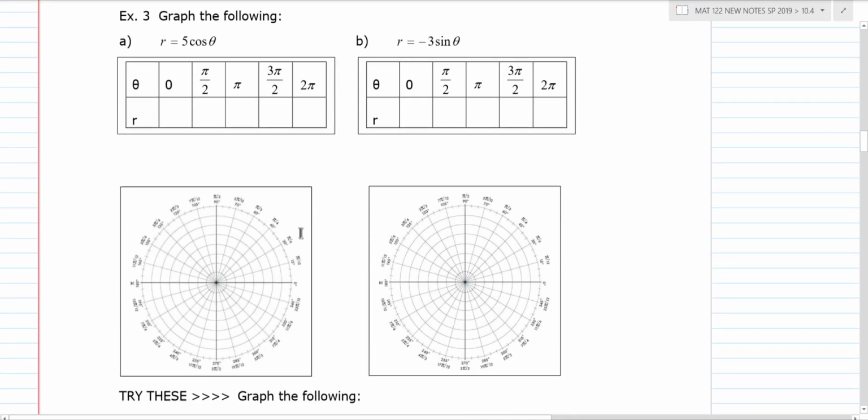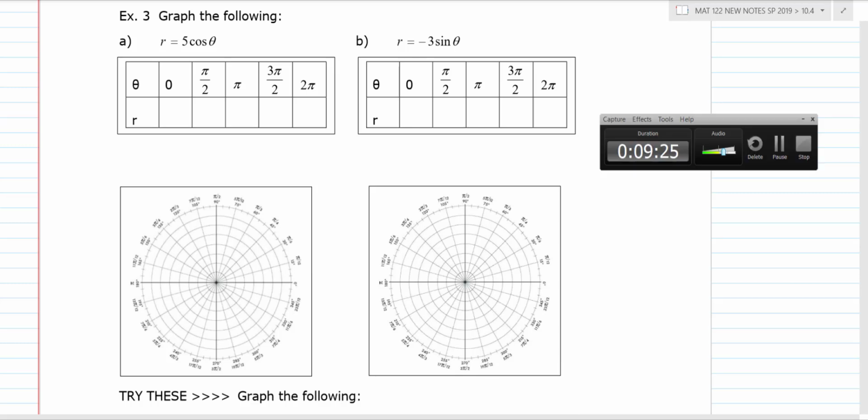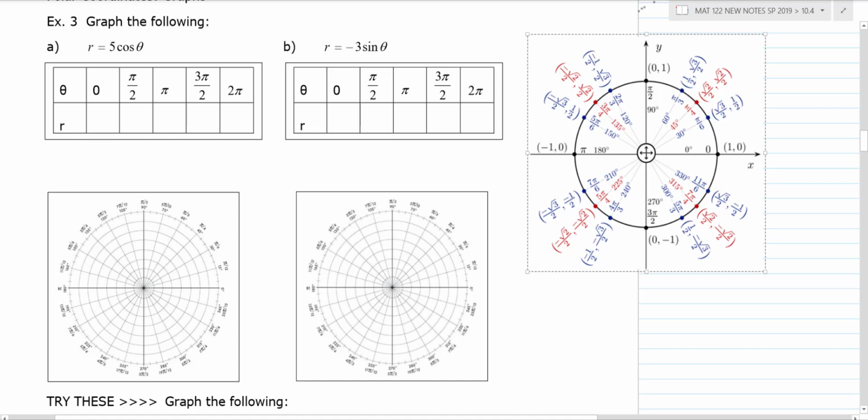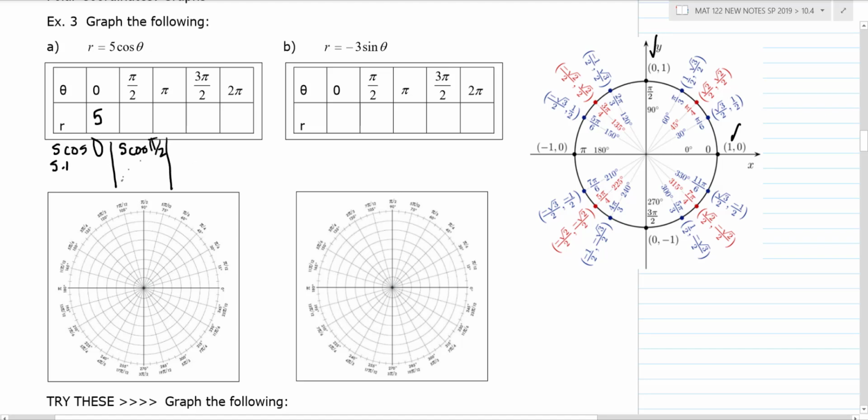Okay? So we're going to crunch out a couple of these things with the benefit of the unit circle. We're going to fill out these values right here. So basically, we're just going to do 5 cosine of theta. If we start with 0, cosine of 0 is 1, so this would end up being 5 times 1, which is 5. We're going to crunch these out first, and then we're going to plot points. We go to the next one, we have 5 cosine pi over 2. Cosine of pi over 2 is 0, so this is 5 times 0, which is 0.